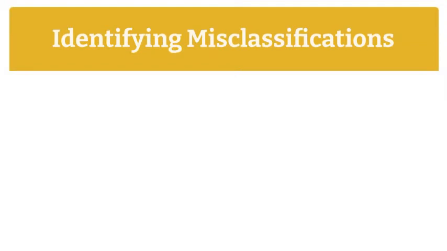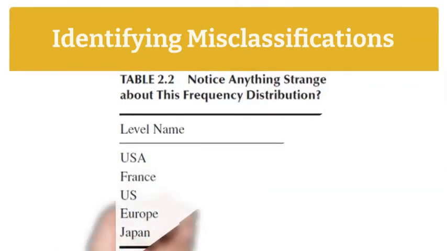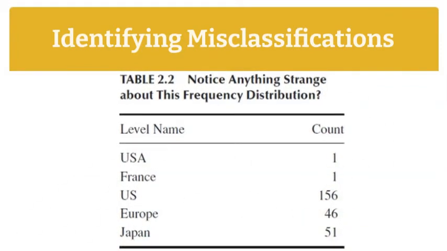When you take a look at this example now, you will see that here you have US and USA. These are the same things, but they are being counted as two different things. So in other words, USA should have been in US, and US should have a count of 157. This also applies for France and Europe, where France has a count of 1 and Europe has a count of 46. So normally Europe should have had a count of 47, where France would be classified under Europe. So these are kinds of things that you may be required to do under data preparation.